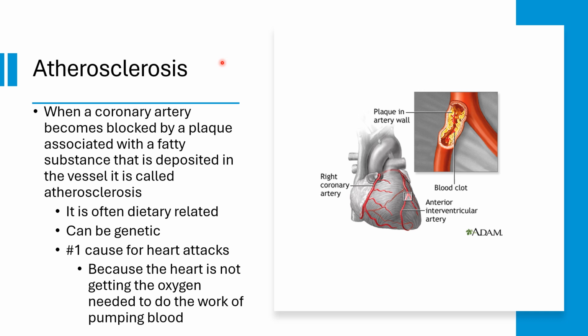So those plaques, because the heart is not getting the oxygen needed to do the work of pumping blood, again, it's a cascade effect. If your heart can't pump the blood, your body cells can't get the oxygen. They can't dump off the CO2. They can't reoxygenate through the respiratory system, and the whole body system breaks down. So that's why heart attacks are such a big deal. These coronary arteries are necessary for the health of the cells that are responsible for pumping the blood to the rest of the body.